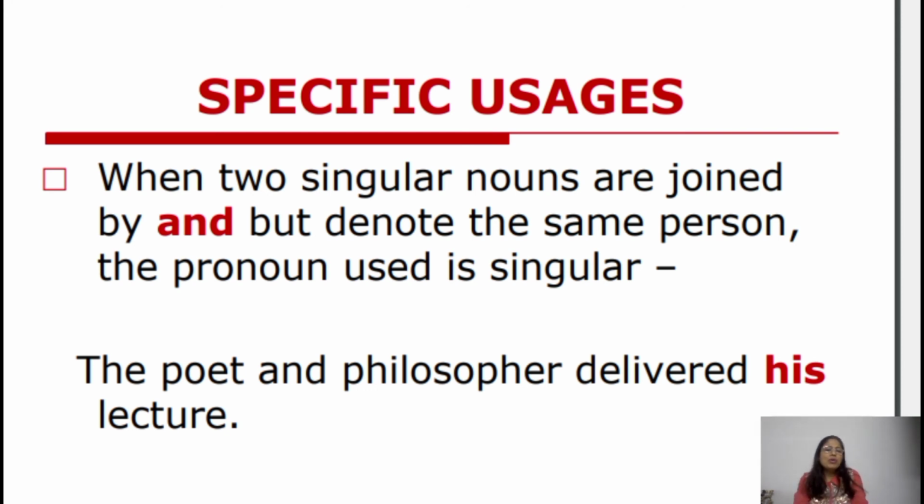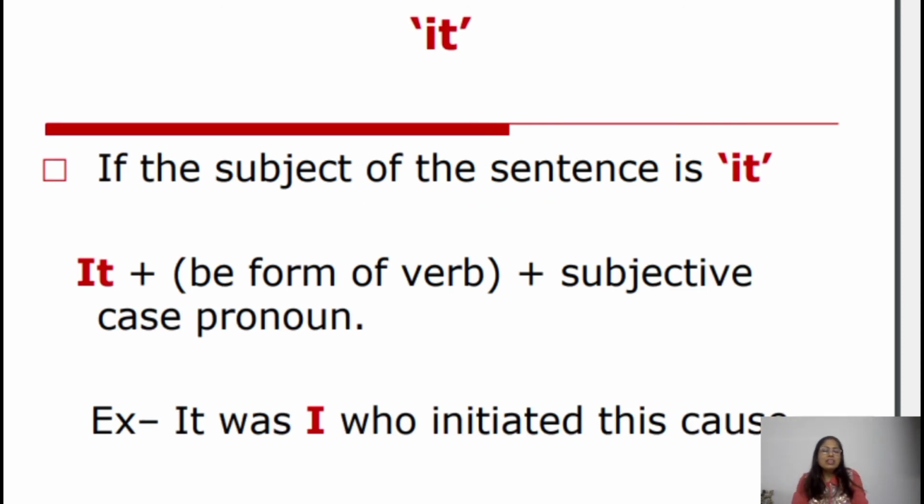The first one that I've brought is this one. When two singular nouns are joined by and but denote the same person, the pronoun used is singular. The poet and philosopher delivered his lecture. It. If the subject of the sentence is it, this is how it should be used. It plus be form of verb is followed by the subjective case of pronoun. For example, it was I who initiated this cause and not it was me. This is a very, very commonly made error.